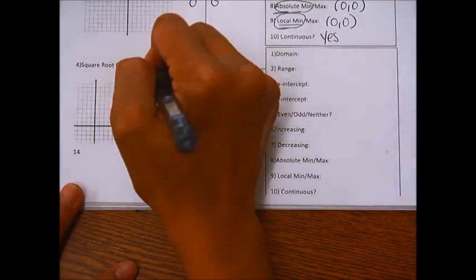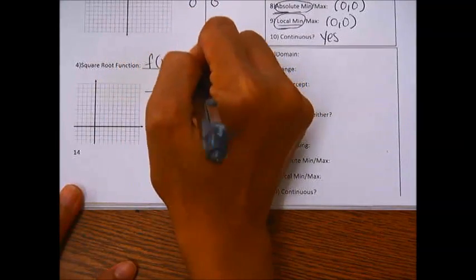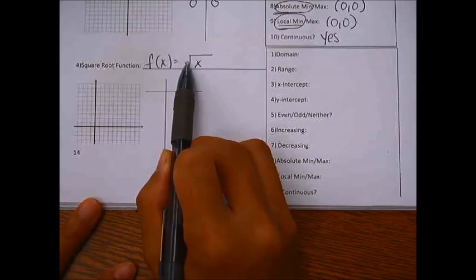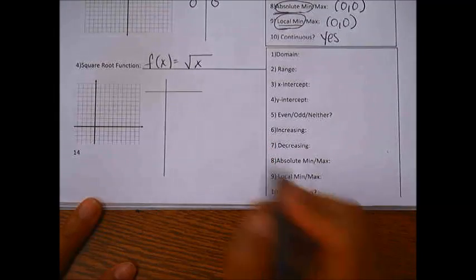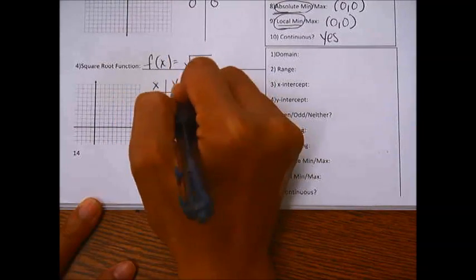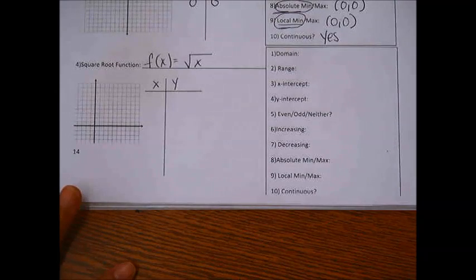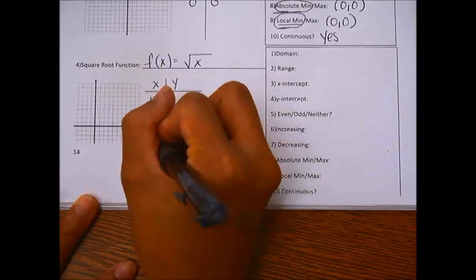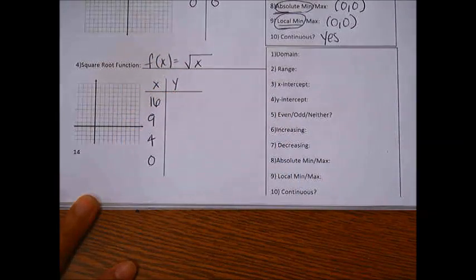Square root is simply f of x equals square root of x, okay? This right here has a number 2. This is an index of 2. So let's pick some inputs and some outputs. I'm going to pick nice numbers that we can take a square root of. So let's say 16, 9, 4, and 0.